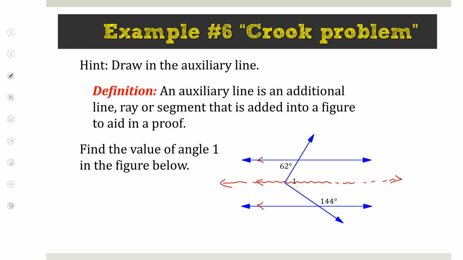Notice I just sliced angle 1 into 2 pieces. Here's what I'm going to stress over and over again. Those pieces are not congruent. Okay. So let's label them for discussion purposes. That one and that.